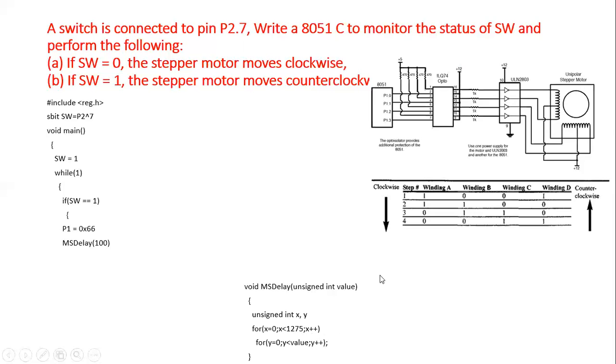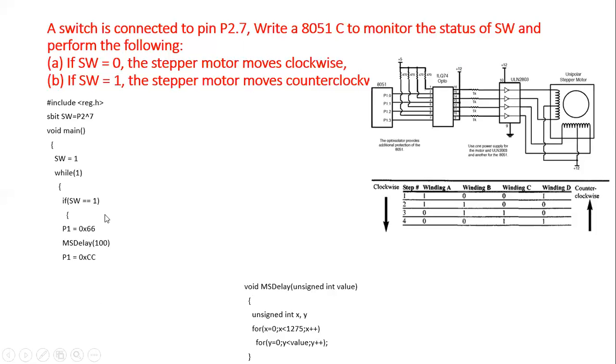As you execute this 1275 times, if your value is 1, then it will generate a delay of 1 millisecond. Now as we pass the value 100 into it, it will generate a delay of 100 milliseconds. So after passing a sequence value to the port P1, we give a delay of 100 milliseconds. After 100 milliseconds, next we have to give the sequence. What sequence do we have to give? C we have to give. So P1 is given the value C.